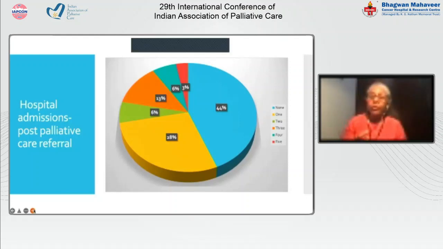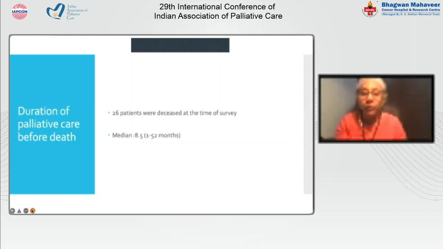And it is important to realize that only 3% of people had more than 5 admissions, but almost 44% of patients had no admissions following palliative care, which means most of their concerns, anxiety, and fears were addressed, and they were convinced that they should stay at home and not go in for aggressive, futile medical treatment.